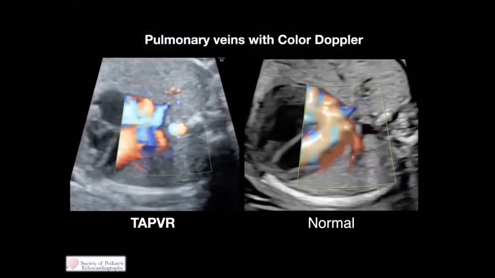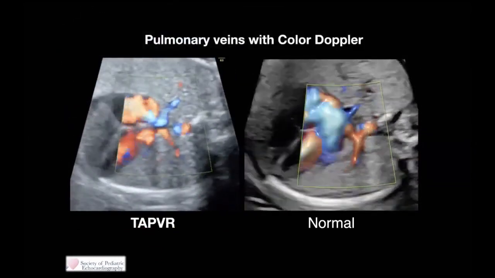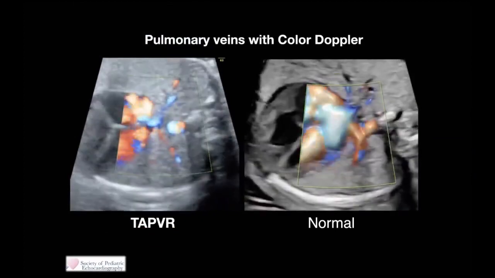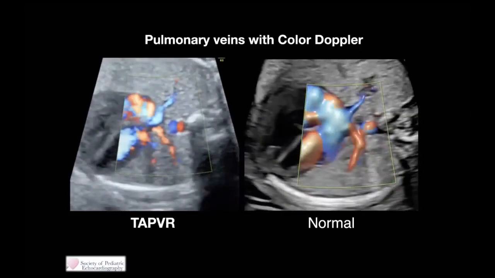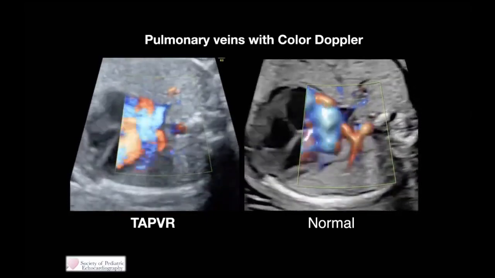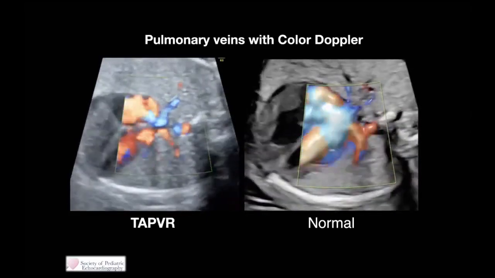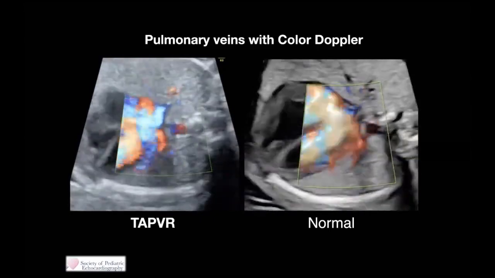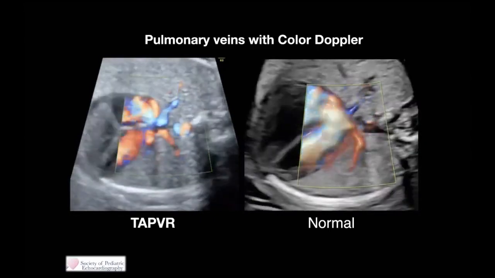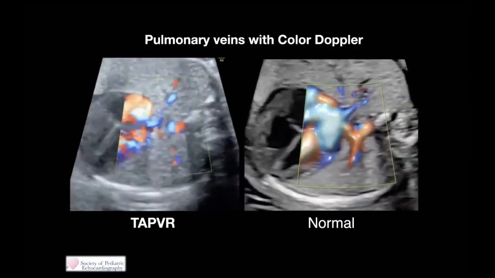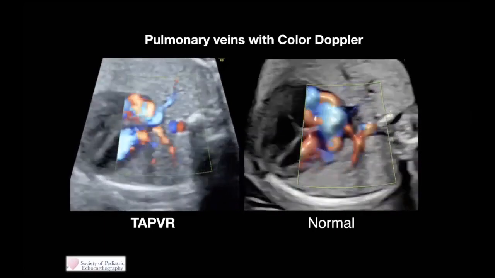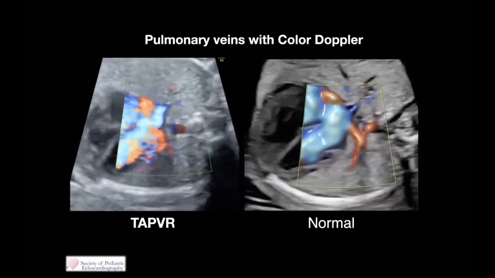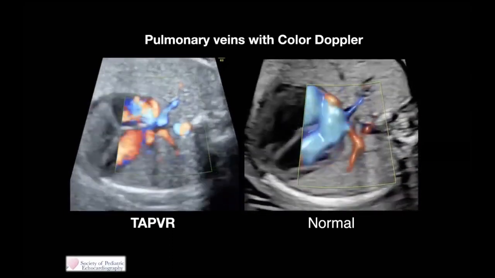And here's a showing with color Doppler, the normal comparison to the fetus with TAPVR. It's very important to identify pulmonary veins with color. As you can see, this is going in the correct direction. So again, this can be very tricky, and it's very helpful to assess pulmonary veins in grayscale prior to turning on color Doppler, and how this could actually be easily missed.